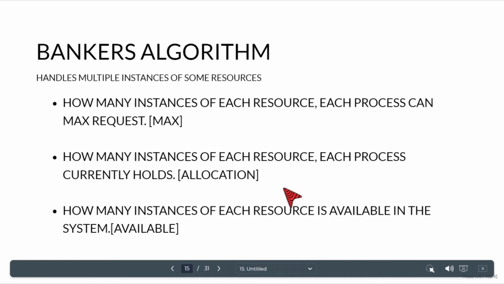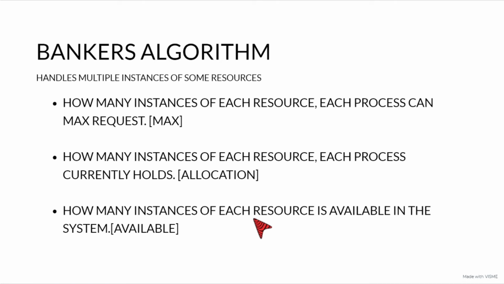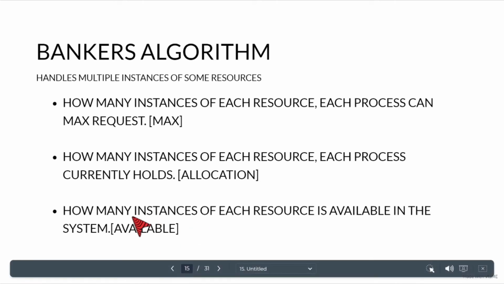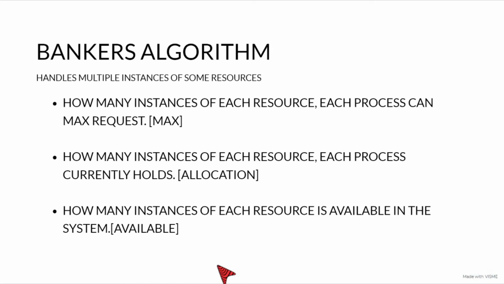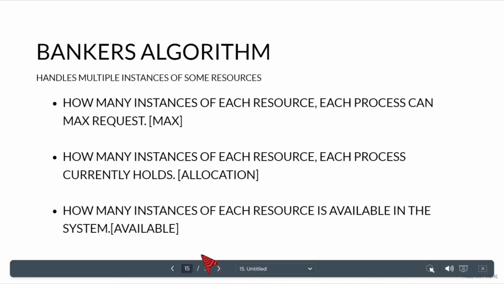So that is 3. How many instances of each resource are available in the system? Like how many resources are available in the overall system? I am having just pen, pencil, eraser, but other than that there can be more resources, right? So available is how many resources are available other than these allocated resources. Let me go with the example so you can understand. If you don't get this clearly, don't worry, I will be explaining this with a solid example so that you can clear yourself on this topic.